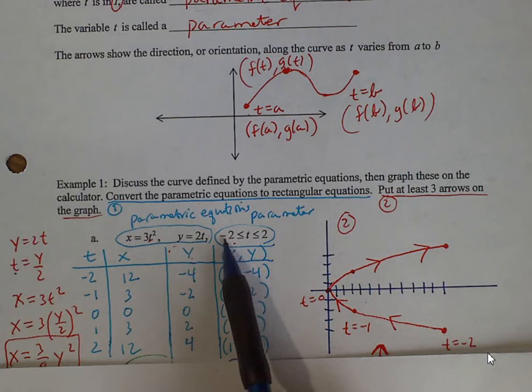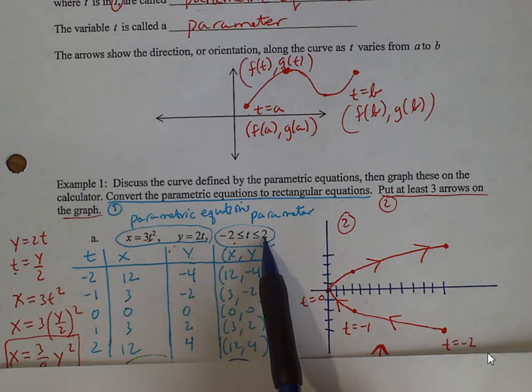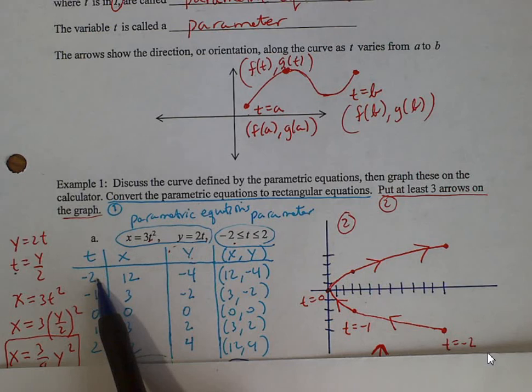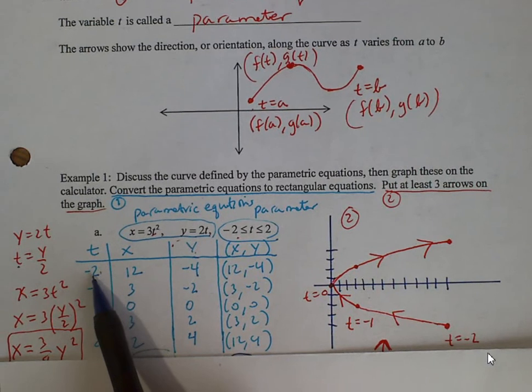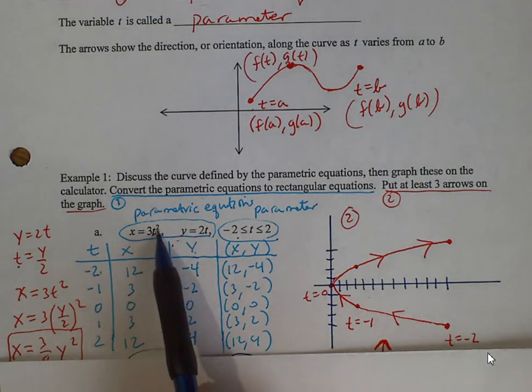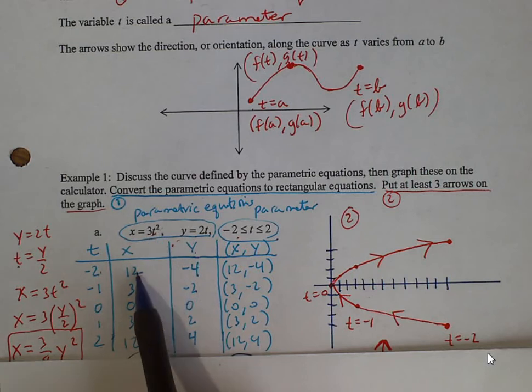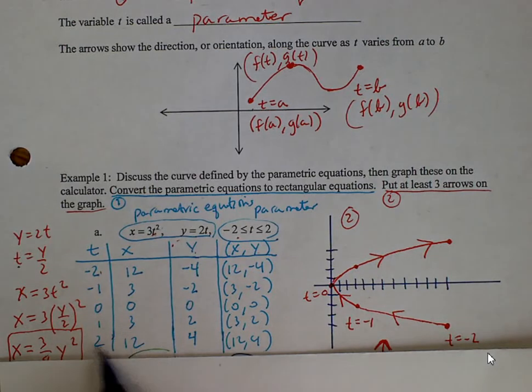So since you're starting at -2 and going out to 2, I'm just going to put the whole numbers in starting from -2 on the t column. So I start with -2, and then I have -1, 0, 1, and 2. And then I'm going to substitute the t value into this x equation. So x is equal to 3t squared. When you put in -2 for t, you get 12 for the x value. When you put in -1 for t, you get 3. 0 is 0, 1 is 3, and then 2 is 12.